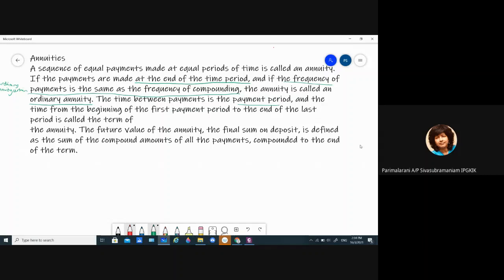Just to remind you again, the formula for the future value of the annuity is S equals R into (1 plus i) to the power of n minus 1, over i. That means after depositing money into the account every time period, you want to find out how much you have in the end, so you use this formula to calculate the future value of the annuity.